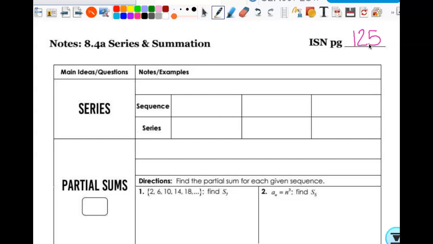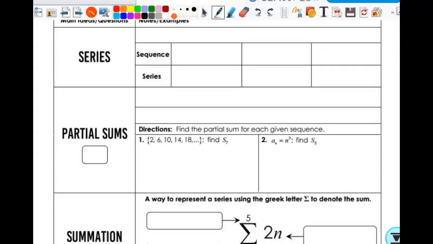Series is more of what you will look at if you're taking BC next year, or it shows up in Cal 2. For those of you that are not taking the calculus track, they can show up in other math classes as well. But all right, so sequences was like our list of numbers, right? A series is just the sum of terms in a sequence.